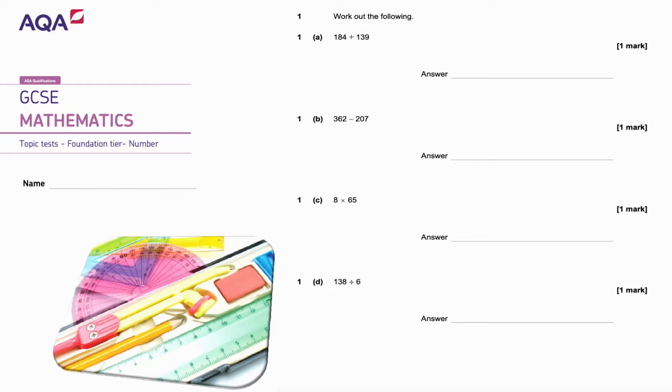Okay, question number 1, work out the following. Part A, 184 plus 139. So this is what I'm going to do, column addition, putting everything in the correct place value. 4 plus 9 is 13, so 3, carry the 1. 8 plus 3 is 11, plus the 1 is 12, carry that 1. 1 plus 1 plus 1 is 3, plus this extra 1 here. So the answer is 323, guys.